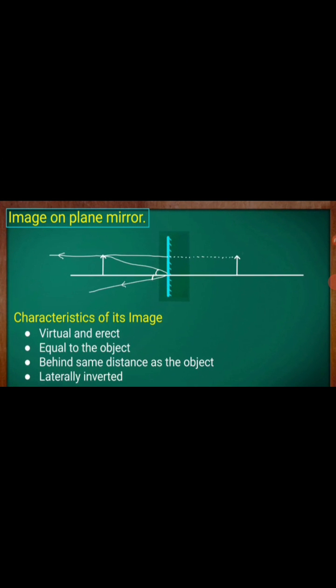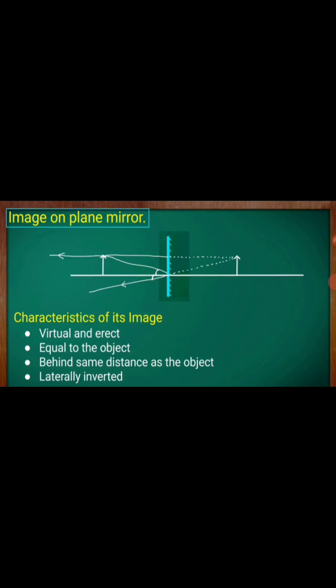Now if you extend the reflected rays backwards, they appear to meet at a point. Just observe, children, these two rays are not actually meeting at a point, but they appear to meet at a point. Therefore we call this type of image a virtual and erect image. The image formed here is a virtual and erect image.